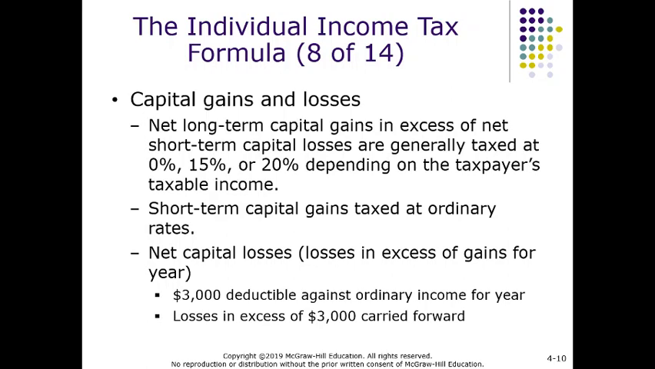So let's say you had a capital loss, either short-term or long-term or both, of $10,000. You'd get to take $3,000 in the year of the loss, $3,000 that next year, $3,000 that next year, and then $1,000 the year after that. So bottom line is capital gains are taxed at preferential rates.